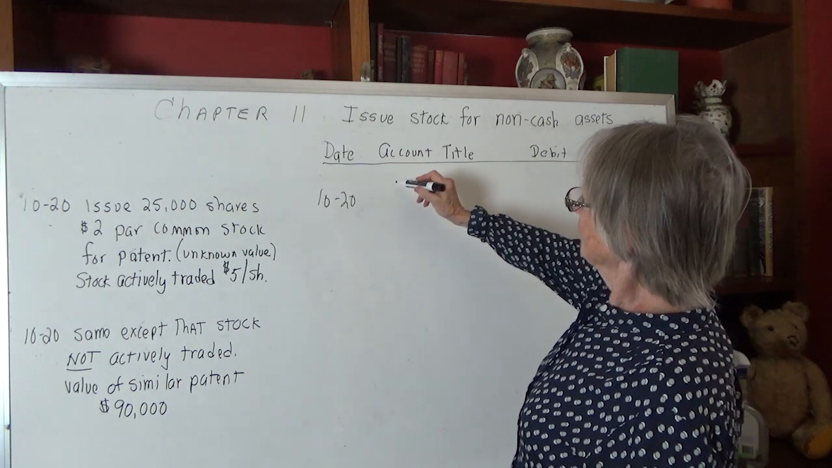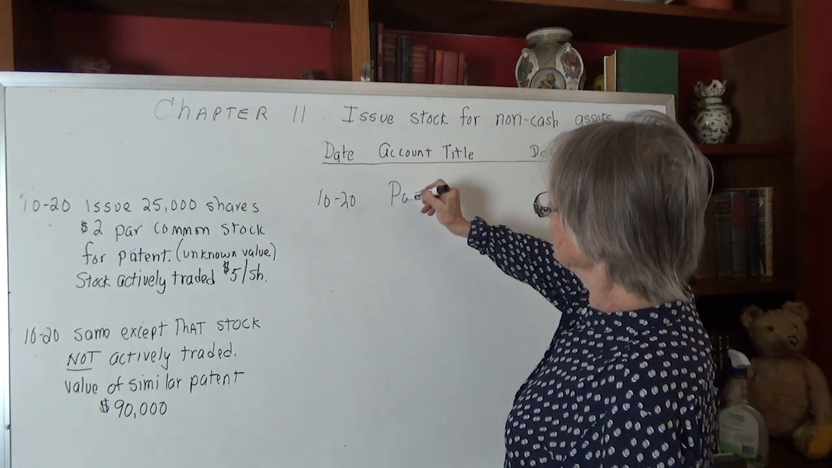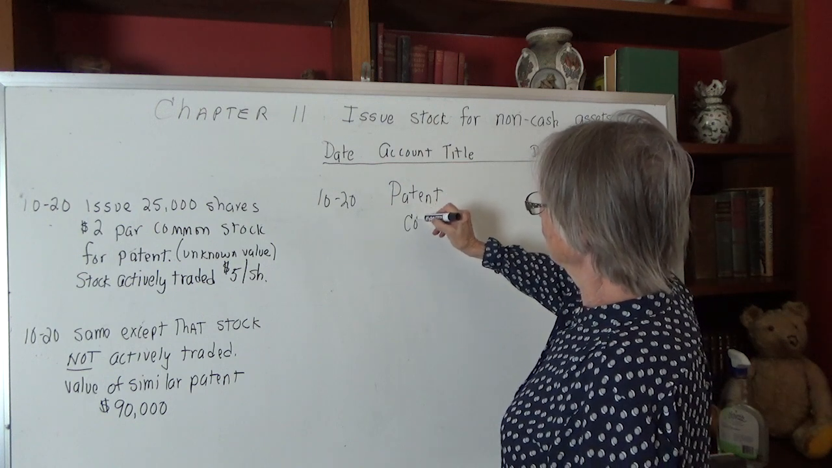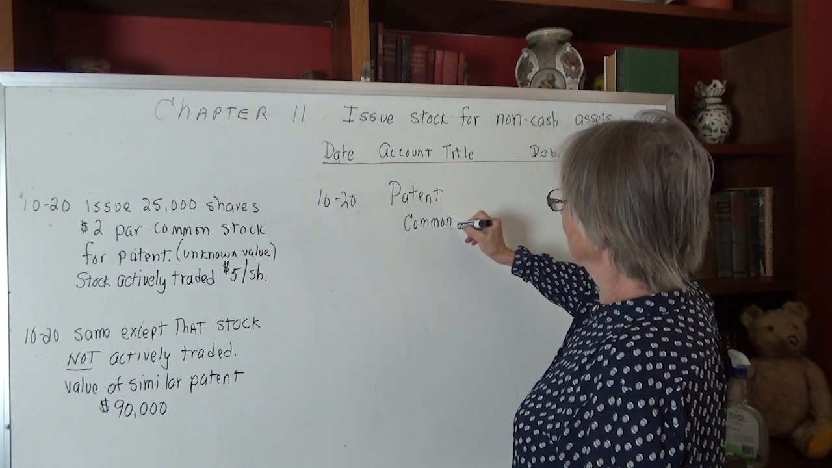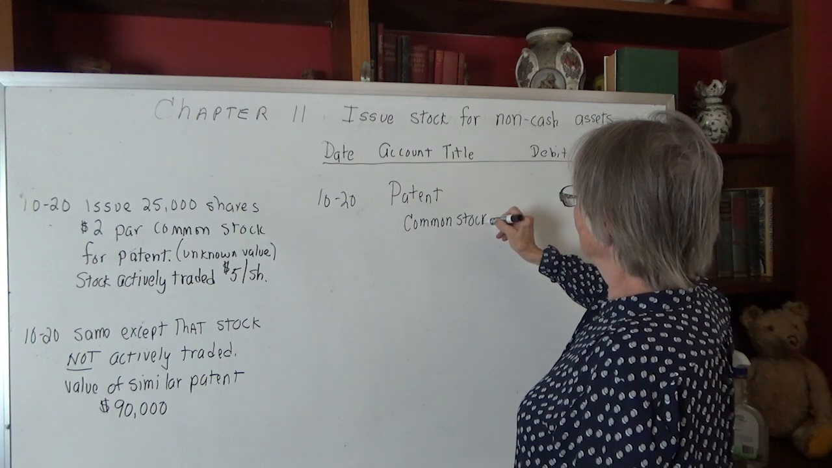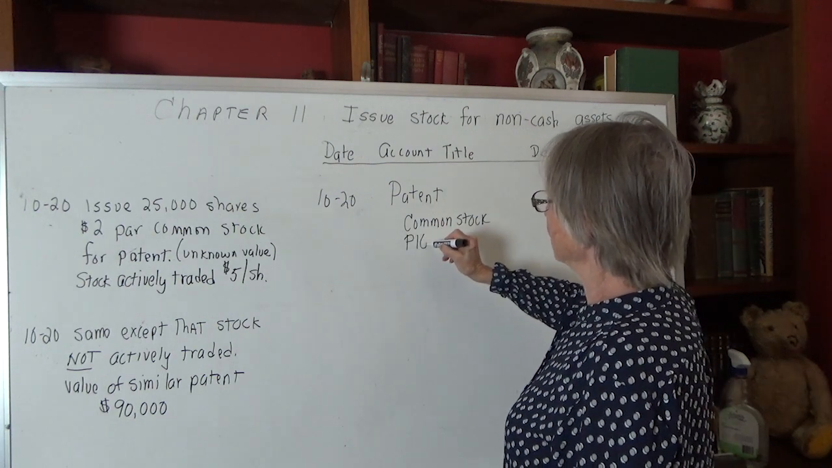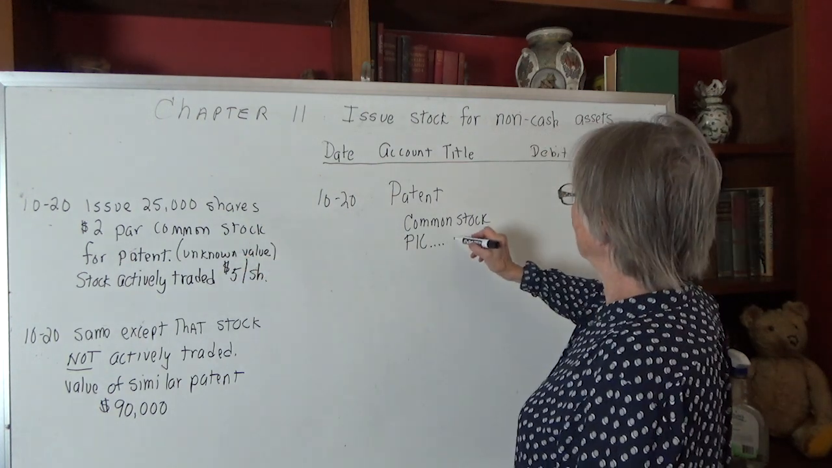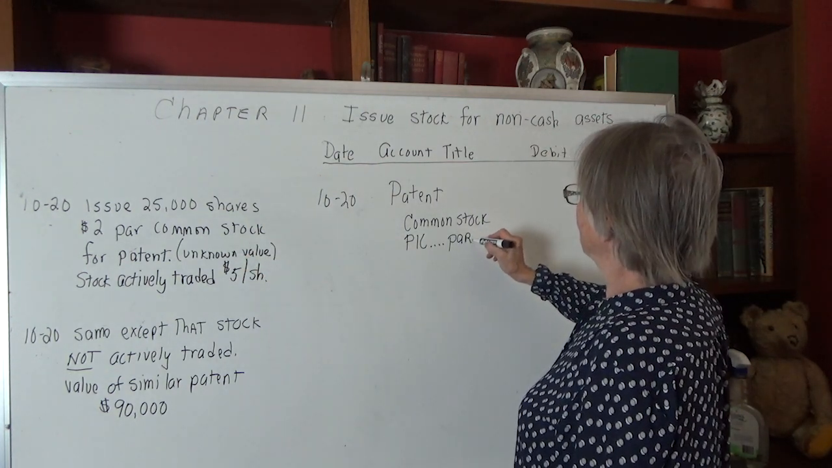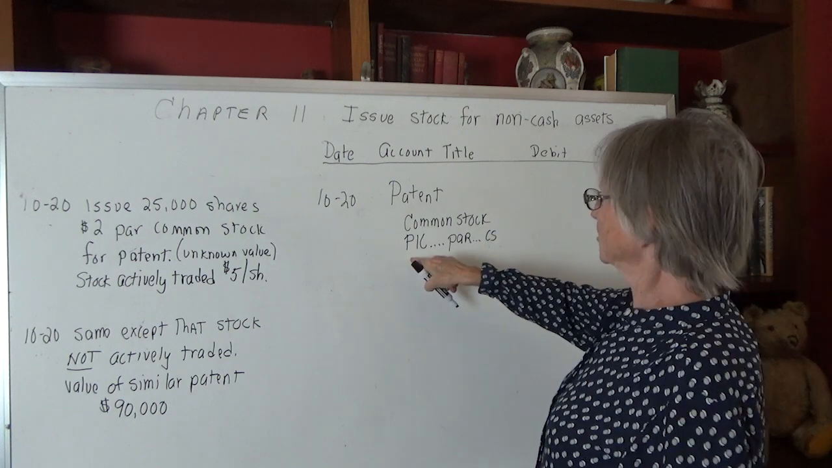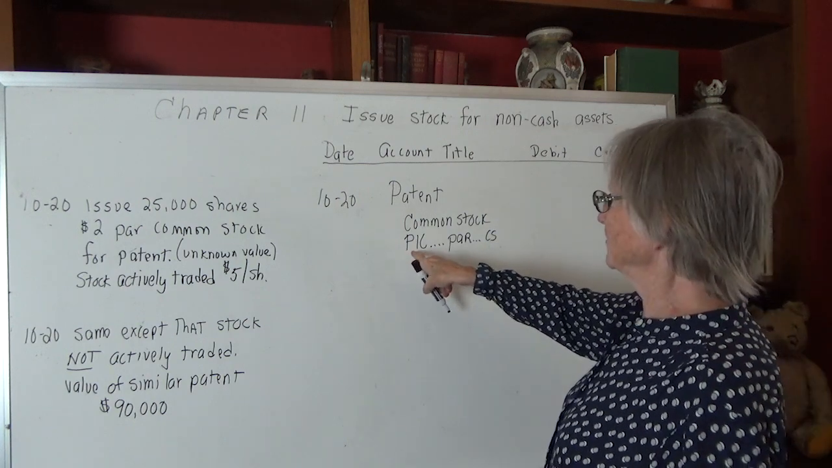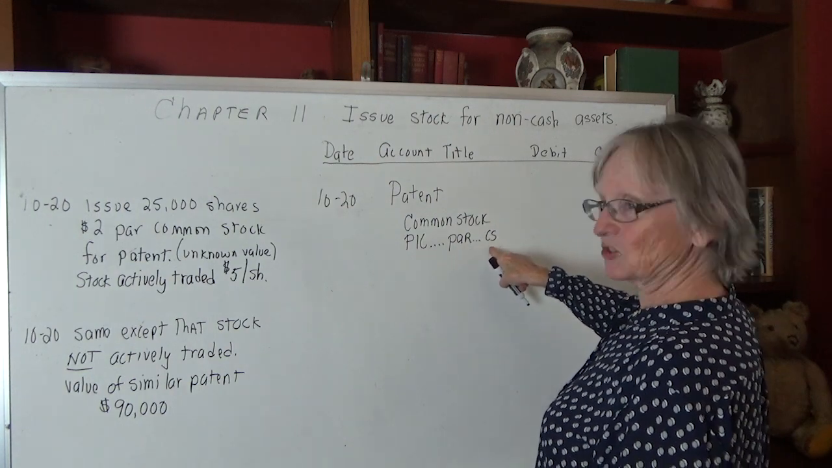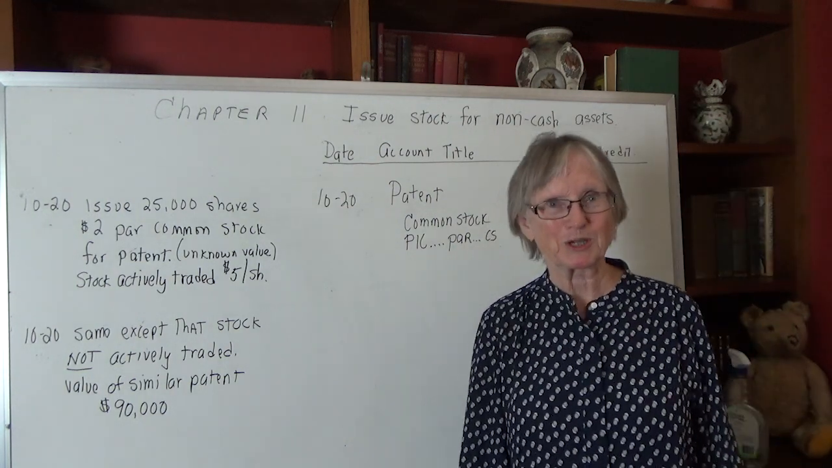So we're going to be debiting patent because that's what we're getting, and then we'll be doing our usual: how did we get the patent? Well, we issued some common stock to get it, and we're going to have some paid in capital in excess of par, and this is a par value stock, okay, on common stock. This is okay on my exams. You have to tell me it's paid in capital in excess of par, or stated value, and you've got to say it's common stock, because later we'll get to preferred stock.